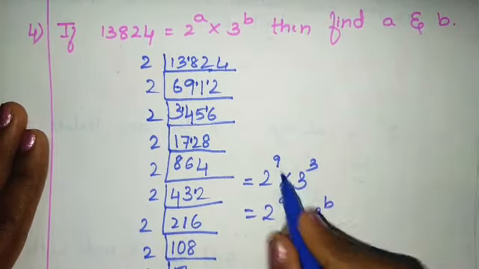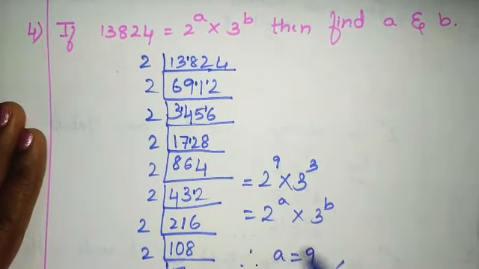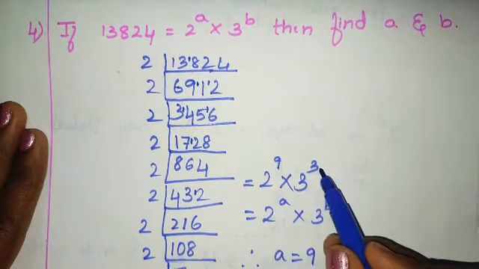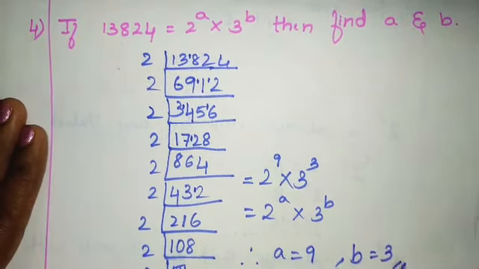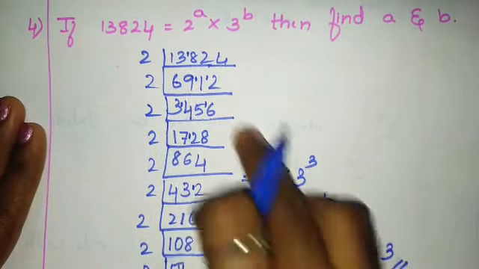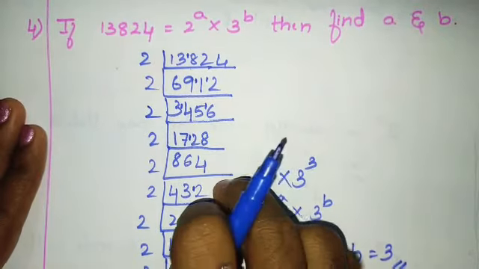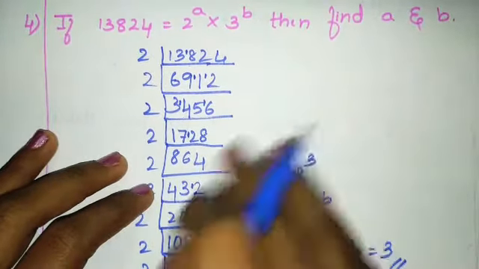So what is there in the place of a? It's 9. So your a value is what? 9. Okay, then what is there in the place of b? It is 3. So your b value is what? 3. So your a and b value is 9 and 3. Okay, so this is how you will be doing your prime factorization method. So if you practice, you will get it. Okay, so now we'll see the next sum.